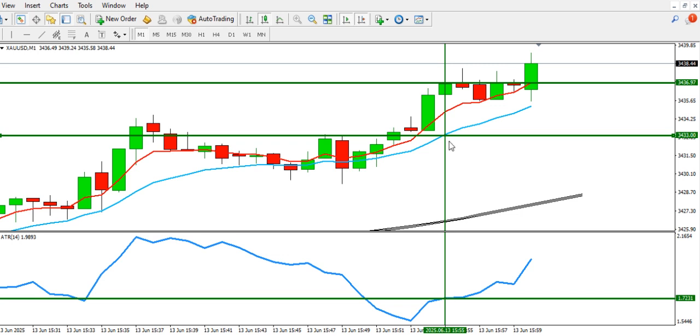Okay, so you're going to deduct that from your 13 period moving average. So by the time you deduct 1.72 from 3433, you have 3431.3 thereabouts. You have to calculate it. You have that as your stop loss level.